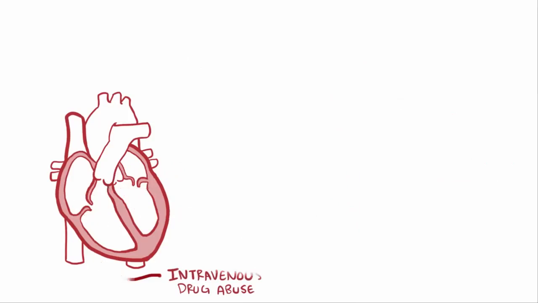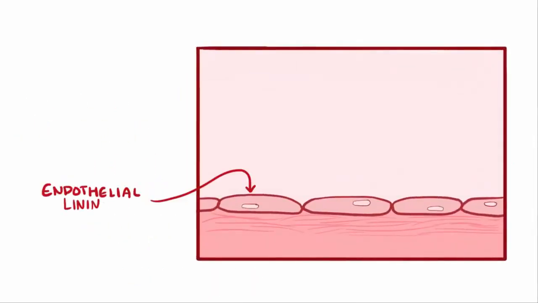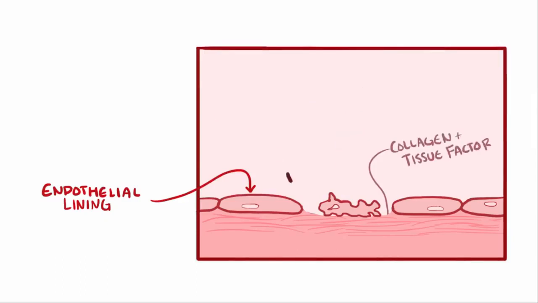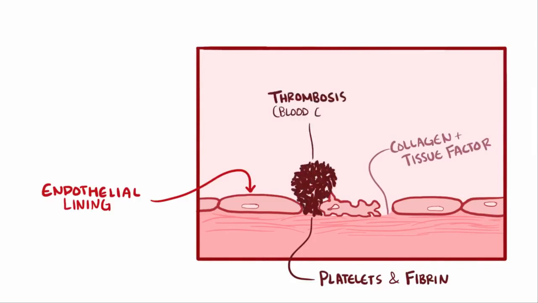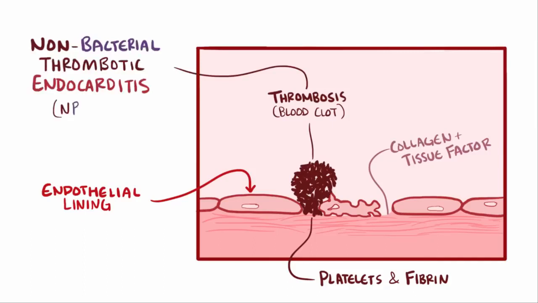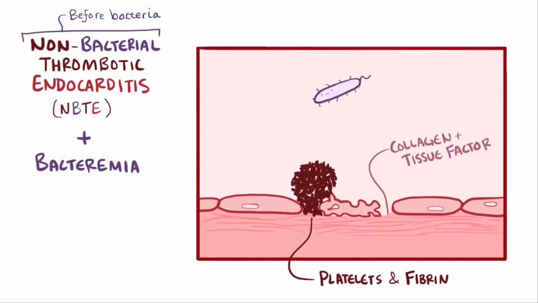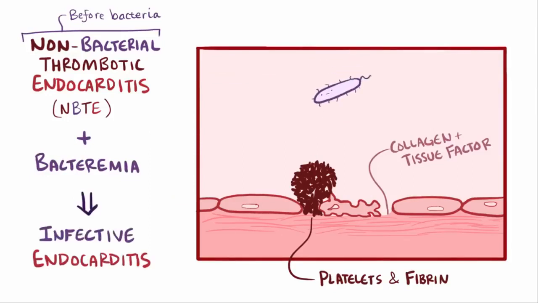Now the first step that happens in endocarditis is something causes the endothelial lining of the valves to get damaged. And there are a number of ways that this can happen, like previous inflammation or injury. That damage exposes the underlying collagen and tissue factor, which causes platelets and fibrin to adhere, which forms this tiny thrombosis or blood clot. And this is called non-bacterial thrombotic endocarditis, or NBTE. And it's non-bacterial because it happens even before the bacteria shows up. Now if you add in some bacteremia, or bacteria in the blood, you've got yourself a recipe for infective endocarditis.